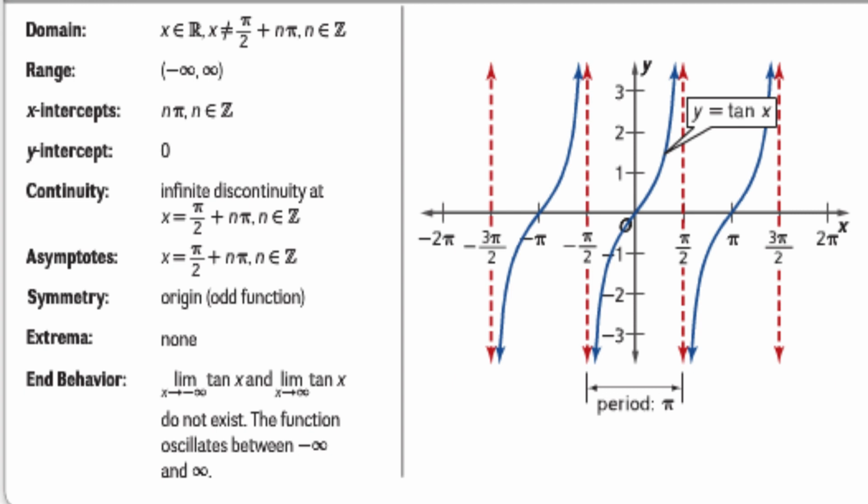Once again, the equations of asymptotes are nothing but the lines which are parallel to y-axis and do not cut the tangent function. So these lines are x equal to pi by 2 plus n pi. The symmetry of this function is only origin, as it's an odd function. Therefore origin is the point of symmetry.